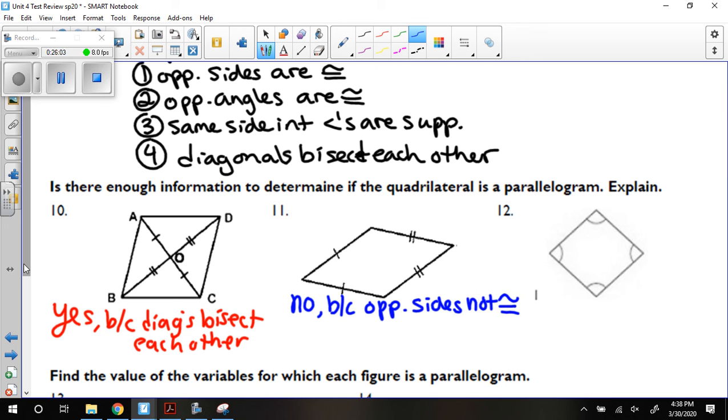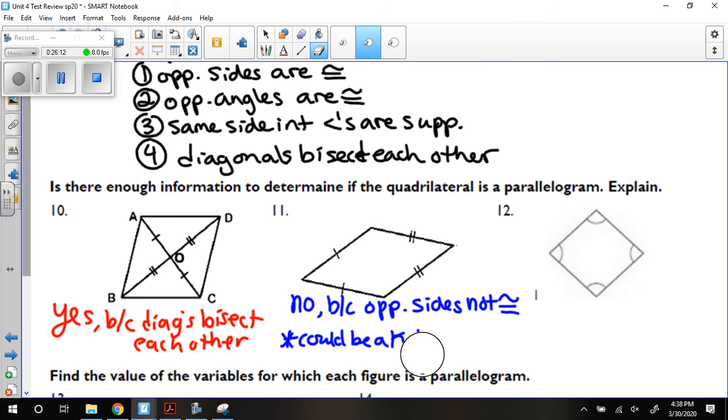Okay, this could be a kite. Because, ooh, that's not how you spell kite. Wow. Kite. Because the adjacent sides are congruent and kites are not parallelograms.